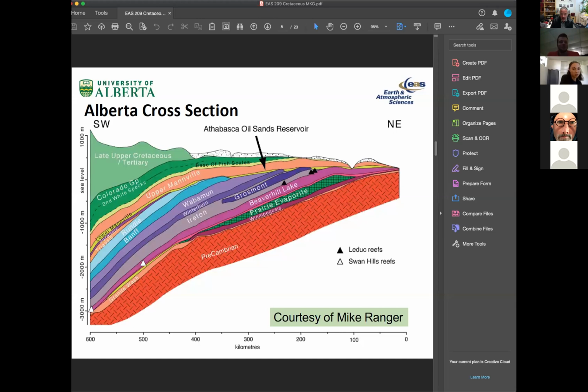I love questions like this where you don't know you know the answer already. Okay, now, do you see the Alberta cross section? Yeah. Okay, good. And do you see my cursor?